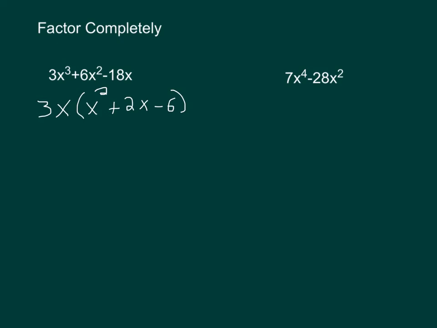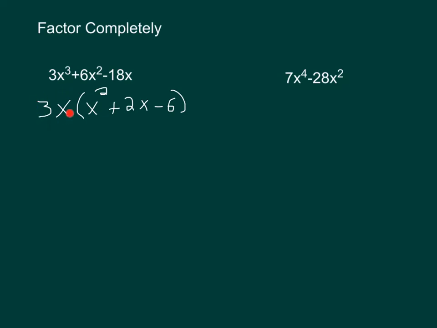A quick distributive property will make sure that we have done that correctly. 3x times x squared is 3x cubed, 3x times 2x is 6x squared, and 3x times negative 6 is negative 18x. So now I have to make sure that I can factor no further.